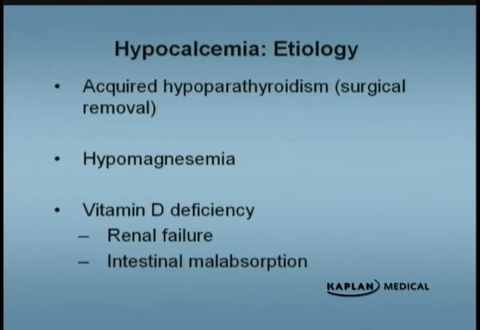So vitamin D deficiency is the second big category that we have to consider in hypocalcemia. And then the third one that we tend to forget, and I want to make sure that you remember this for the boards, is hypomagnesemia. In all cases of hypocalcemia, we have to check a magnesium level, because you need adequate amounts of magnesium, one, to secrete parathyroid hormone normally. So you need the magnesium in order to have normal parathyroid hormone secretion.